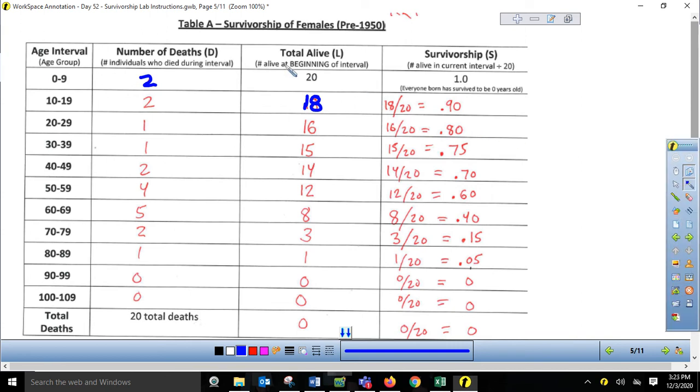And so what I'm going to do here to calculate survivorship, I'm going to take how many females are still alive at age 10, and divide it by how many females there were in the beginning, 20.